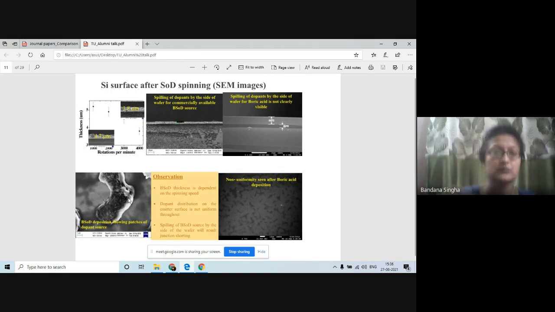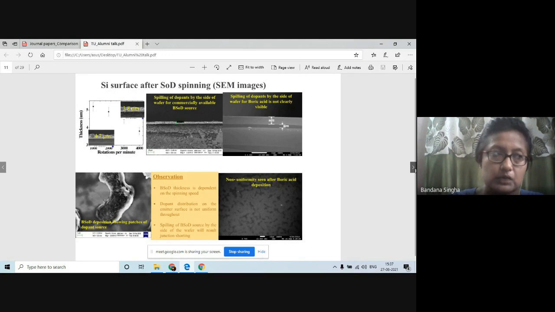It has some patches on it. While when we use boric acid as the dopant source, boric acid generally gives a clear surface, so it doesn't show any kind of non-uniformity as seen in the commercially available spin-on dopant case. So these are the cases. These are the surface deposition pictures of SEM images of spin-on dopant sources.